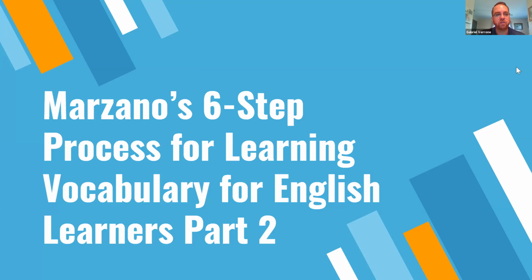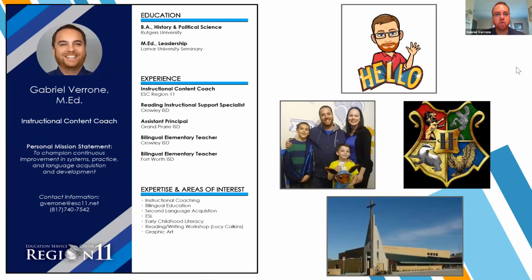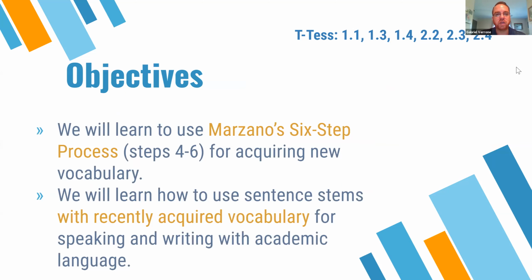So obviously this is the 6-step process for learning vocabulary for English learners, part 2. You already know me, so I will not reintroduce myself. I will, however, very quickly go back over the objectives. We are going to learn how to use Marzano's 6-step process, and this time we'll be focusing on steps 4 through 6, although we will do a very brief revisiting of the first 3 to make sure we're all on the same page. And those are for the acquisition of new vocabulary by our English learners and really all of our students.